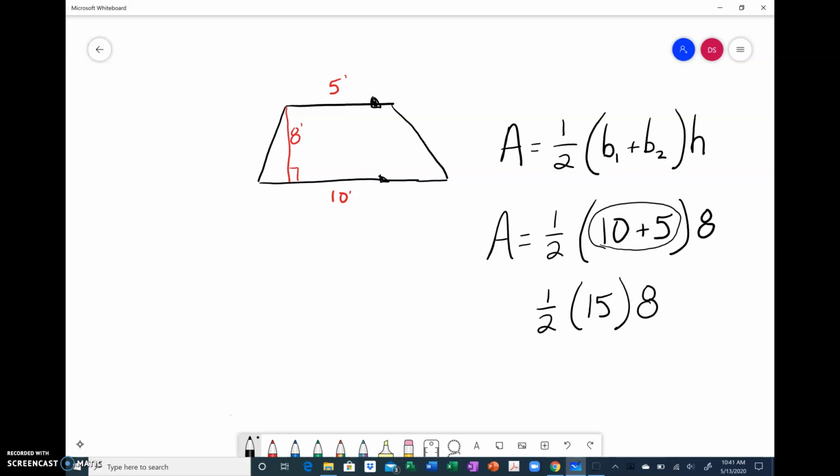Now I'm going to give you a little trick. This is all multiplication. The commutative property of multiplication says you can multiply in any order that you want. So my recommendation is, in most cases, it will be easier for you to multiply this 1/2, which will always be part of this formula, to the height. And that gives you 4 times 15 equals 60 feet squared. Okay, that's how you find the area of this trapezoid.